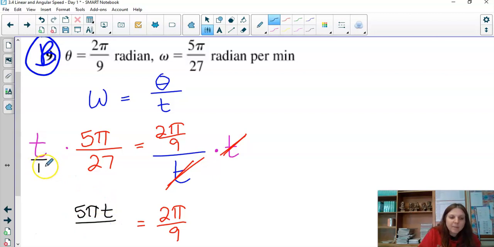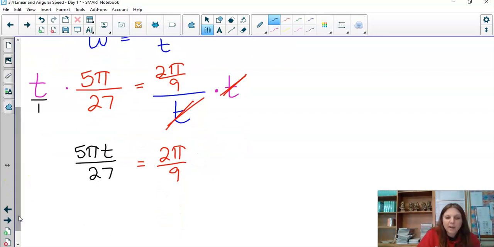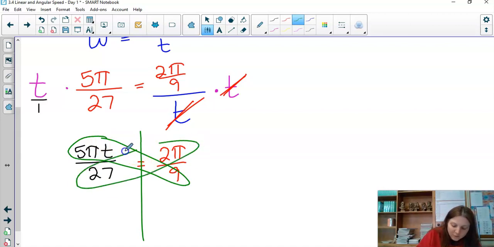And then in the denominator, 1 times 27 is 27. Okay, we're now set up in a classic cross multiply setup. Again, they don't always have to be cross multiplying. This is just one way of doing it. So I'm going to cross multiply here first and then over here second.